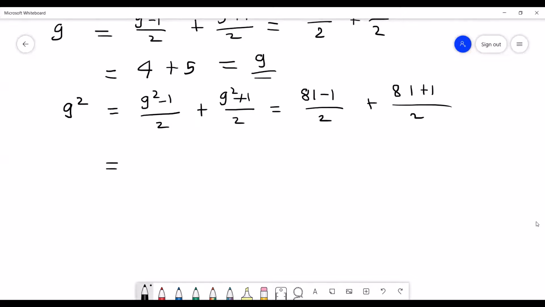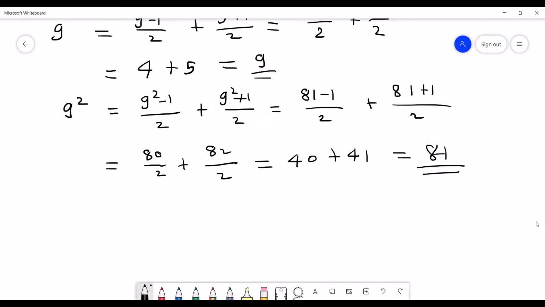81 minus 1 is 80 divided by 2 plus 81 plus 1 is 82 divided by 2. Here we are getting 40 plus 41. Yes, we are getting the same answer as 81, which we have to get here. So the square of any odd number is the sum of two consecutive positive integers. Please note that it should be positive integers.